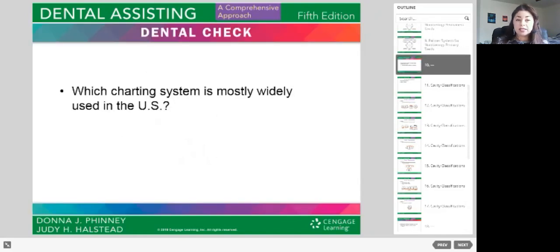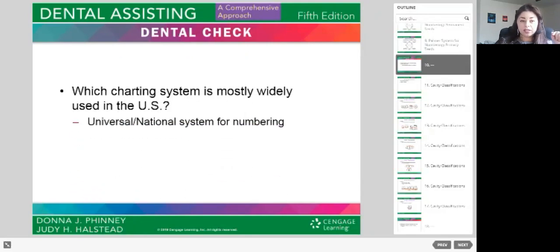All right, so which system is most widely used in the United States of those three that we just talked about? That would be the universal, or national, system for numbering.